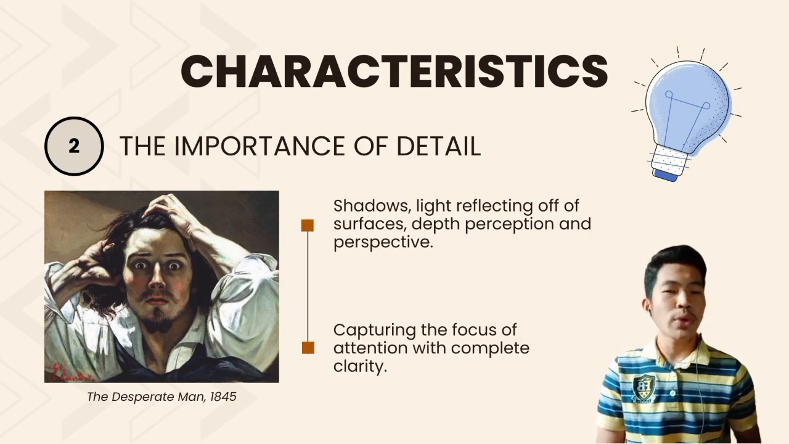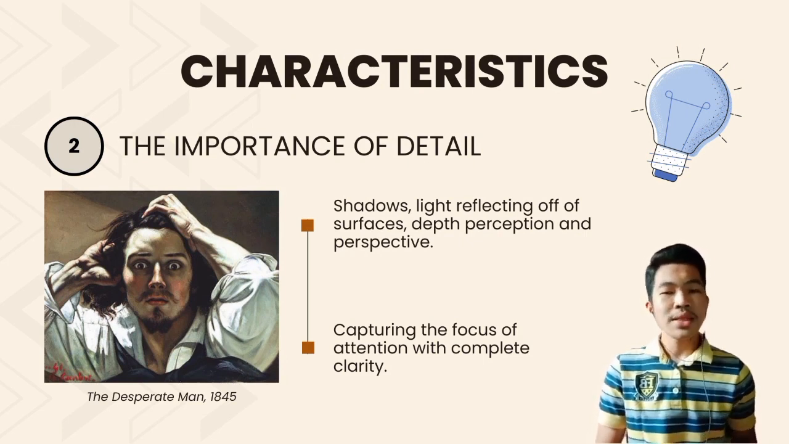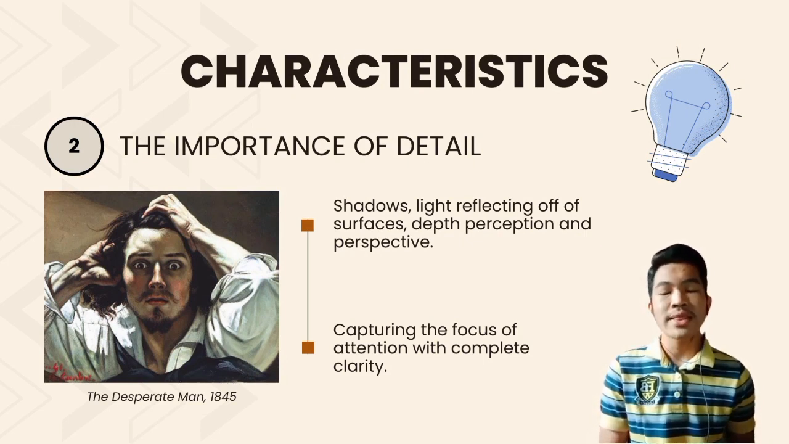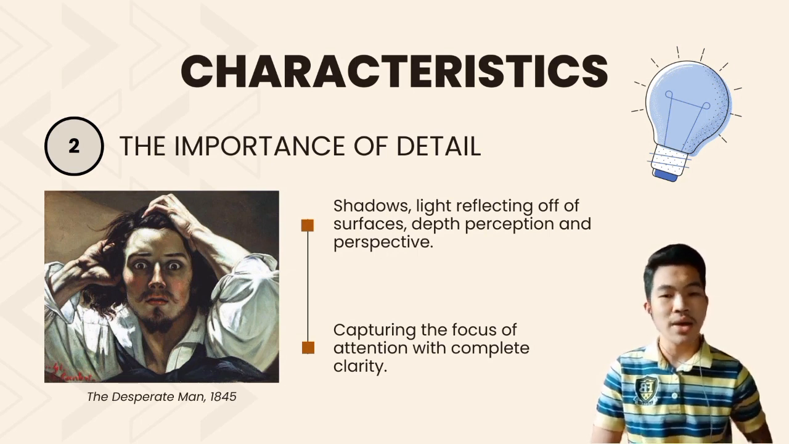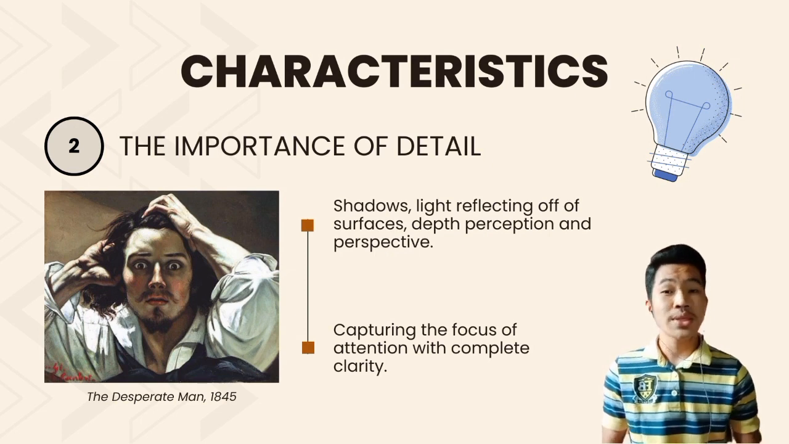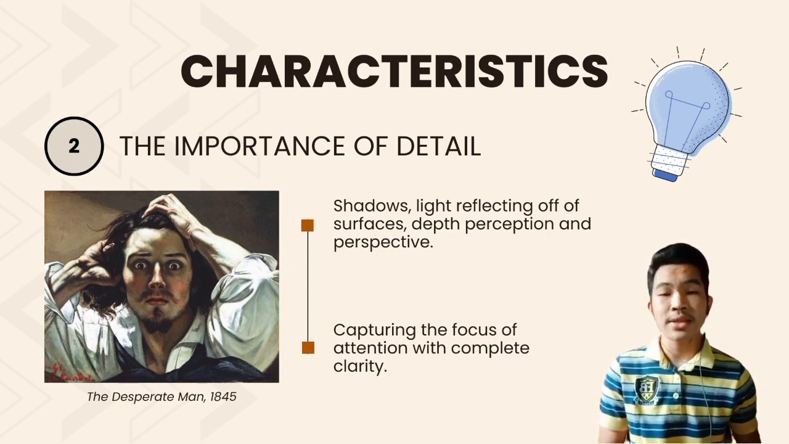Second, we have the importance of detail. Completely opposite of the soft look of Romantic Impressionism, realist painters include as much detail as possible in their work. Shadows, light reflecting off of surfaces, depth perception, and perspective need to be considered carefully to create a work that looks like a viewer could reach out and touch it. For both still life and landscape compositions, this meant capturing the subject with complete clarity.